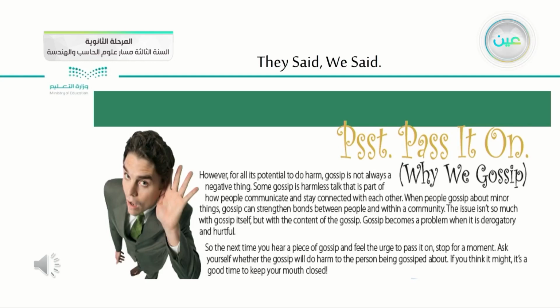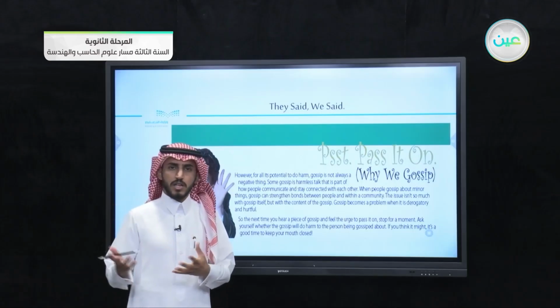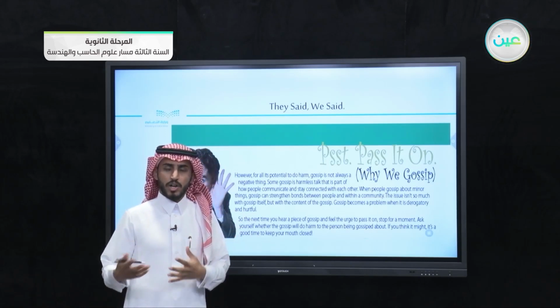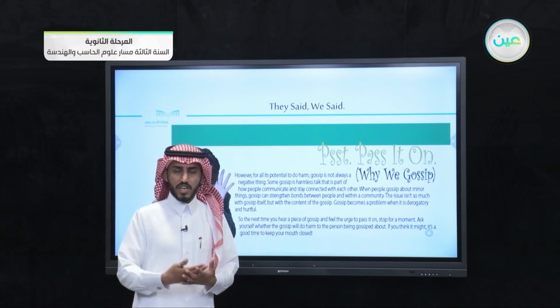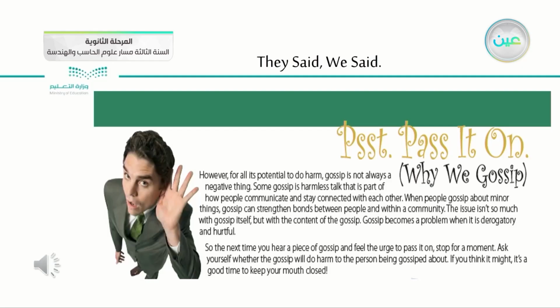Okay, now let's start with the first phrase, for all its potential. The word potential is more or less a possibility or an opportunity of something, a future opportunity of something. After that, we have in the second line, some gossip is harmless.